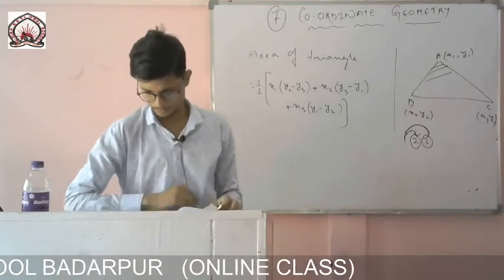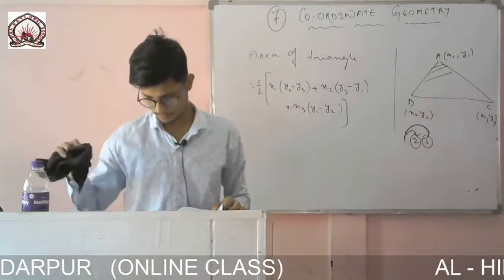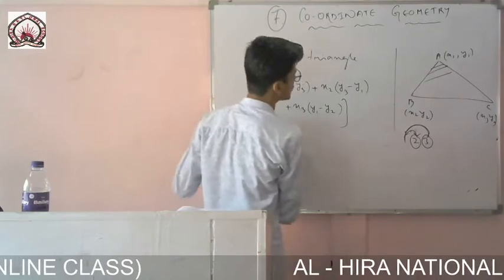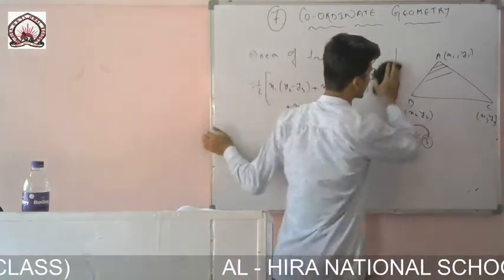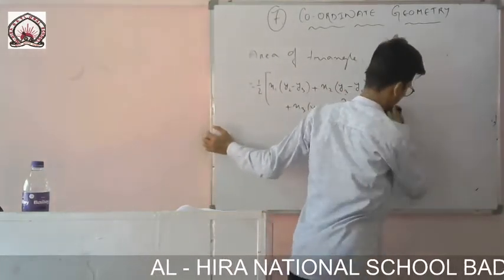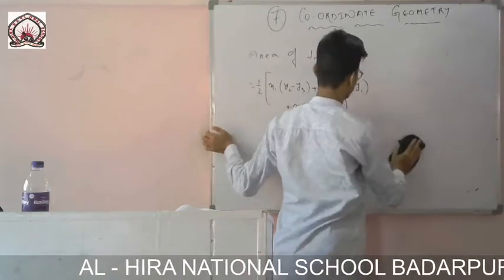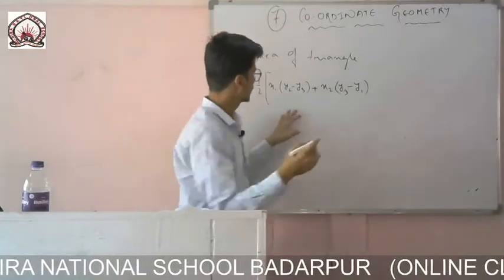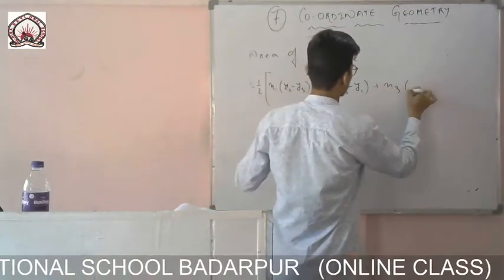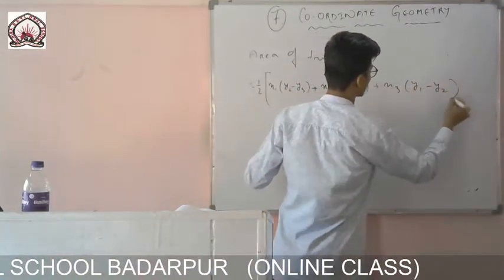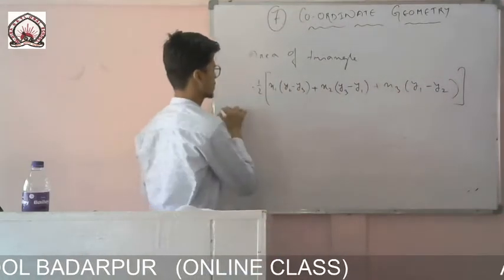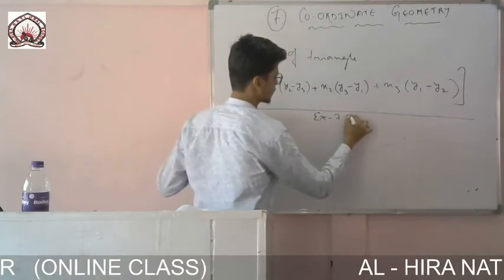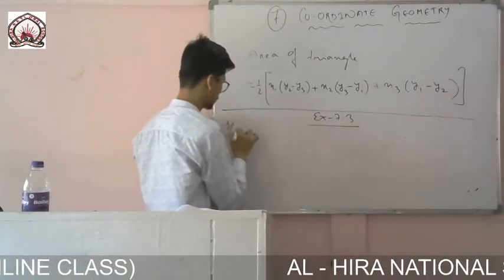Okay, so let us move to exercise 7.3, first question. The same thing you just have to use. Let me write it here. Plus it was x3 (y1 minus y2). So this was our formula. So now I will solve using this formula. So exercise 7.3, question number 1, Roman number 1.